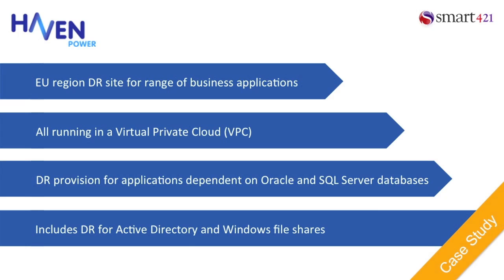So let me take you through a customer example of how somebody in the real world has put all of that together. So Haven Power is the Isle of Wight power company, a utility on the Isle of Wight, and via one of our partners, Smart 421, they were looking to improve their whole DR strategy. So they were a significant business, yet without any really coherent business continuity plan. And part of that business continuity plan was clearly DR for their systems. So they needed an EU DR site for a range of their applications.